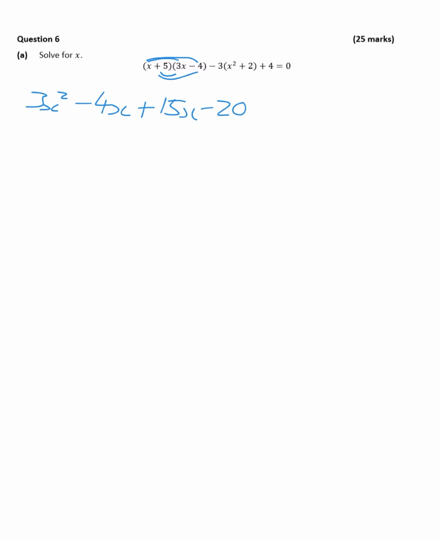Now the other bracket, minus 3 times x squared will be minus 3x squared. Minus 3 times plus 2 will be minus 6. And then we have plus 4 equal to 0.